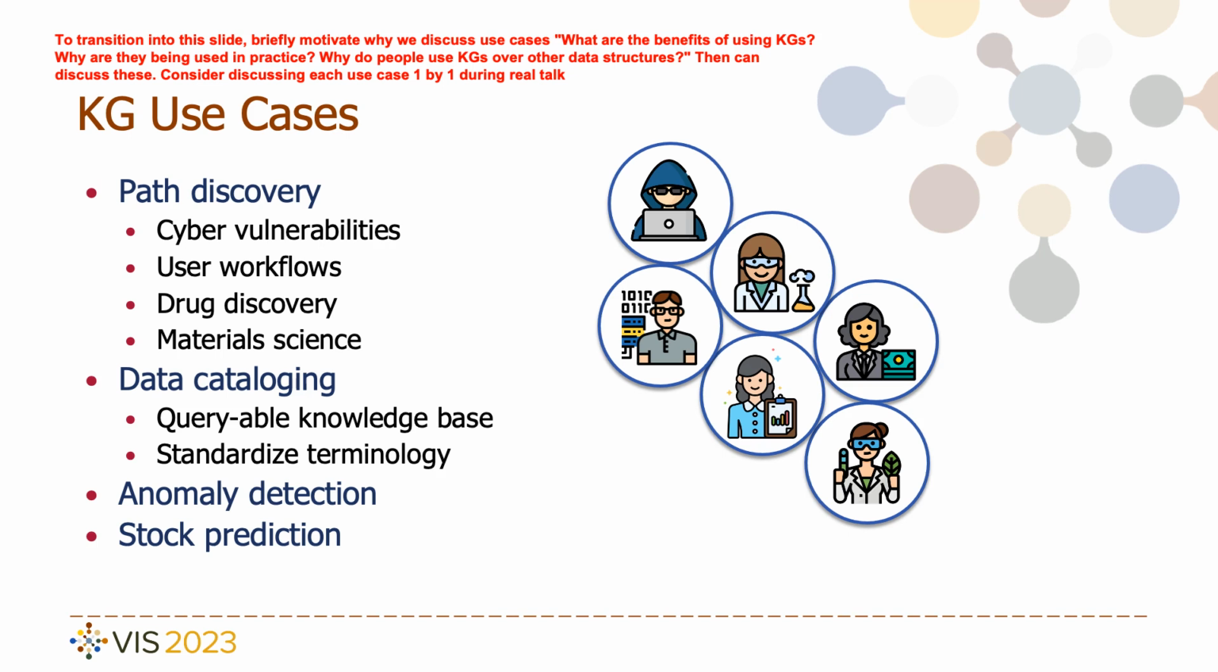These include connecting cyber vulnerabilities with threats and operating systems, connecting events that trigger downstream user workflows, connecting diseases with genes and treatments, and discovering new material synthesis processes. Other participants use KGs for data cataloging to create a shared queryable knowledge base or to standardize terminology across a large enterprise. People also use KGs for anomaly detection as well as stock prediction.